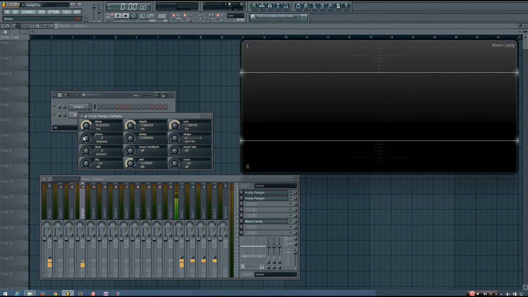Now, what the phase knob does is it changes the left and the right LFO phase relation. So it doesn't change the waveform, but it changes the LFO between the left and the right channels. So you'll see that when the phase is 0 degrees, that means they are on the same phase.